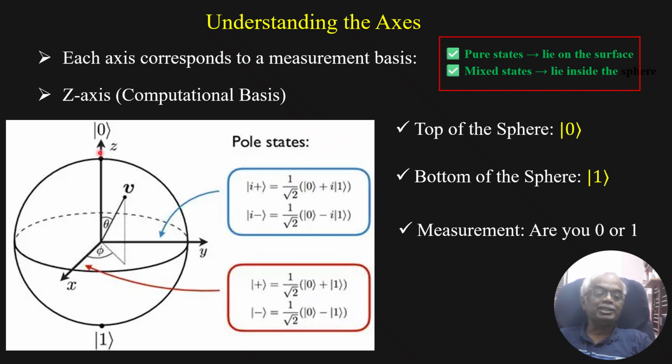The top of the sphere is the z-axis, particularly. Top of the z-axis is ket 0, and bottom of the sphere, that is z-axis, is ket 1. So this z-axis gives you the measurement: are you at 0 level or at 1? Are you at 0 state or 1 state? This is the basic measurement.